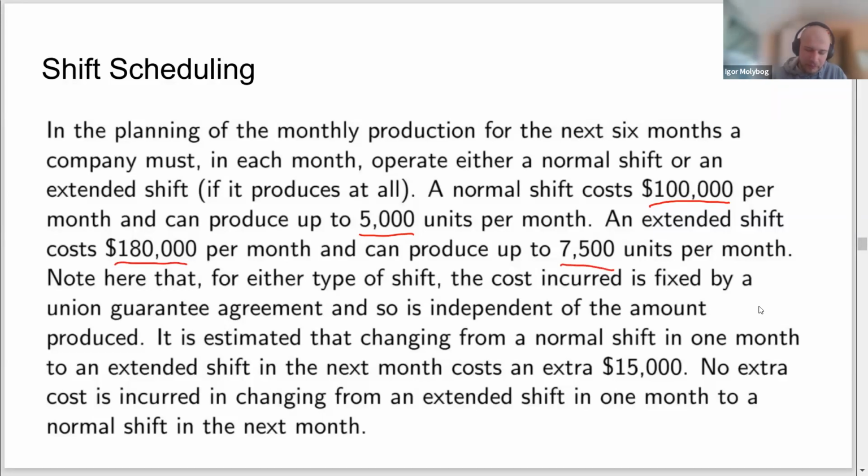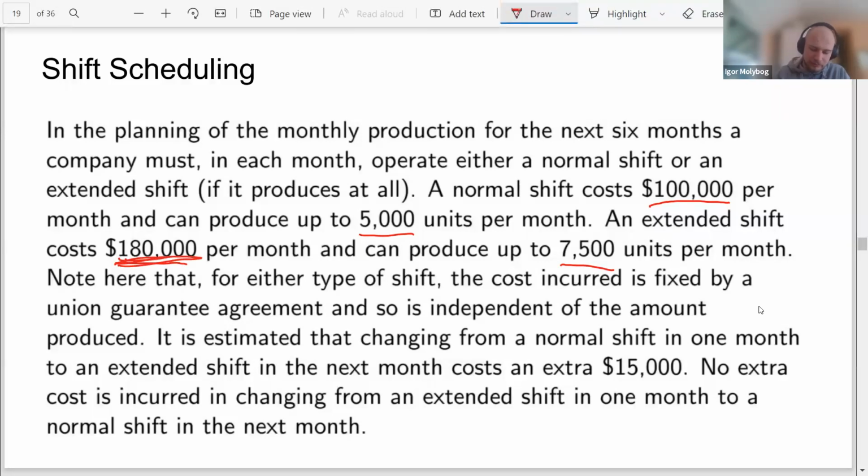Note here that for either type of shift, the cost incurred is fixed by a union guarantee agreement, and so is independent of the amount. So it doesn't matter how much you actually produce. As soon as you do produce and you have selected your mode, then you need to pay this much.